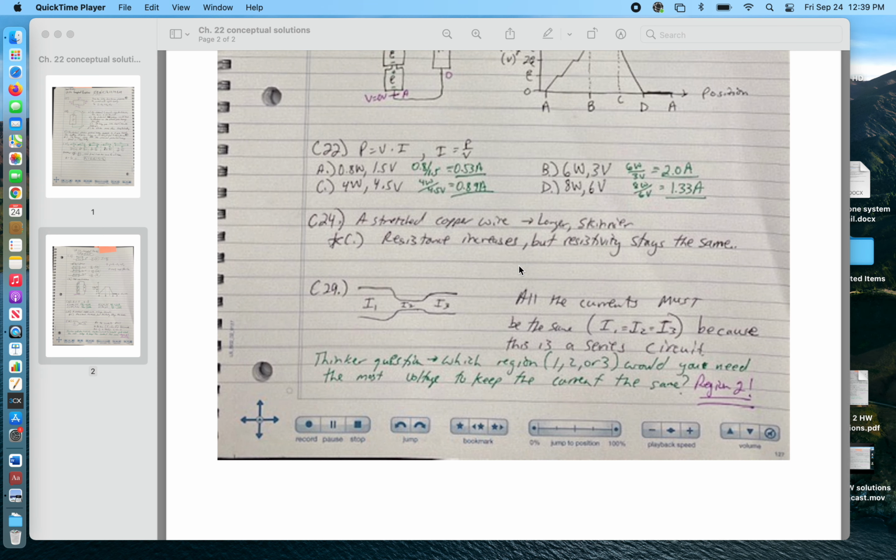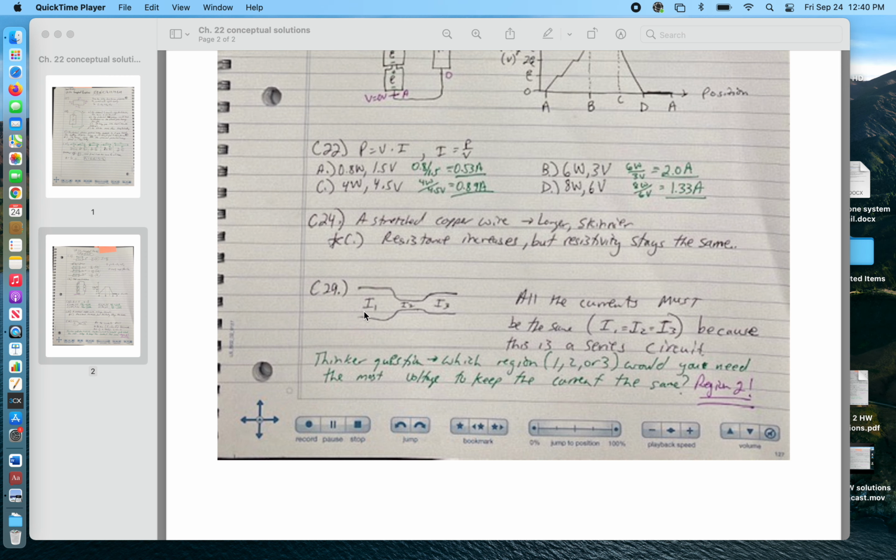C22 is asking you to relate power, voltage, and current. It's asking you to find the current when you know the power and the voltage. So that's simply arranging P equals V times I to I equals P over V. And that's pretty straightforward for those. For C24, a stretched copper wire is going to be both longer and skinnier. Both of those facts would raise the resistance. Resistivity stays the same, however, because resistivity is a property of the material itself.